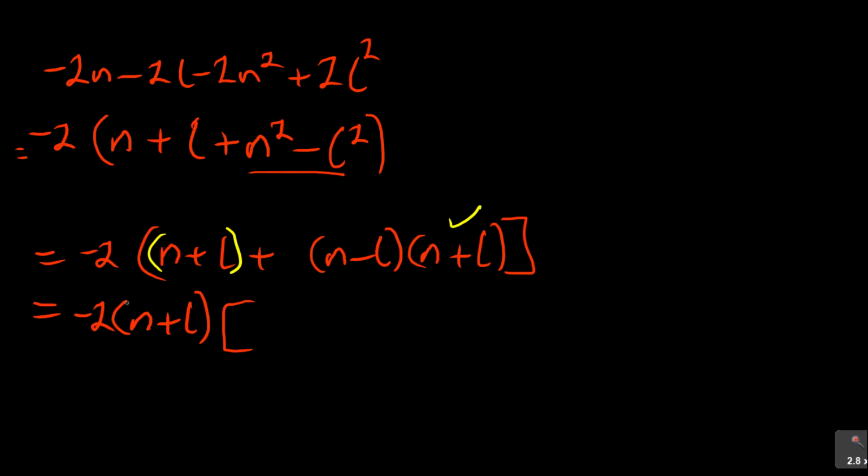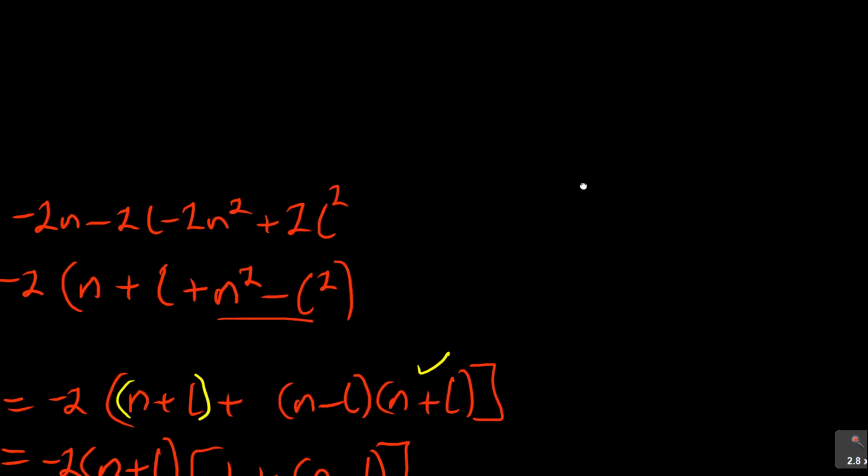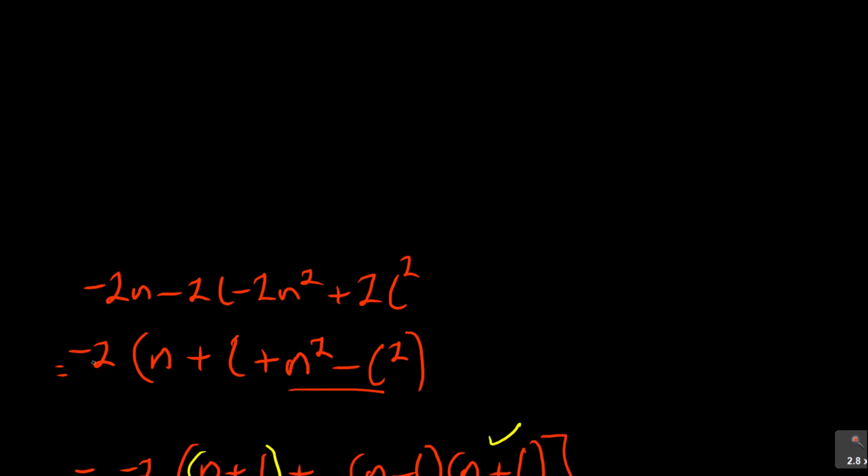So I'm saying n cancels out this one and that one. So here you get a 1. Then you've got this plus sign. Then you cancel that with that, you are left with n minus l. You can put it in brackets like that. I don't see anything further, which is minus 2 n plus l, and then open a bracket, which is 1 plus n minus l. This is not minus 1, it's just minus l.